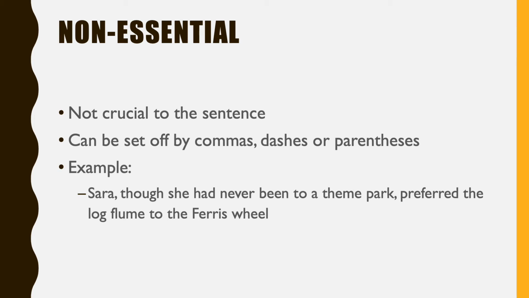There's an example here. Sarah, though she had never been to a theme park, preferred the log flume to the Ferris wheel. So even if I took that part in commas out, it still would make sense with what we're trying to say, which is that Sarah preferred the log flume to the Ferris wheel. We can assume she's at some sort of carnival or theme park or is talking about them because that's where log flumes and Ferris wheels are found.